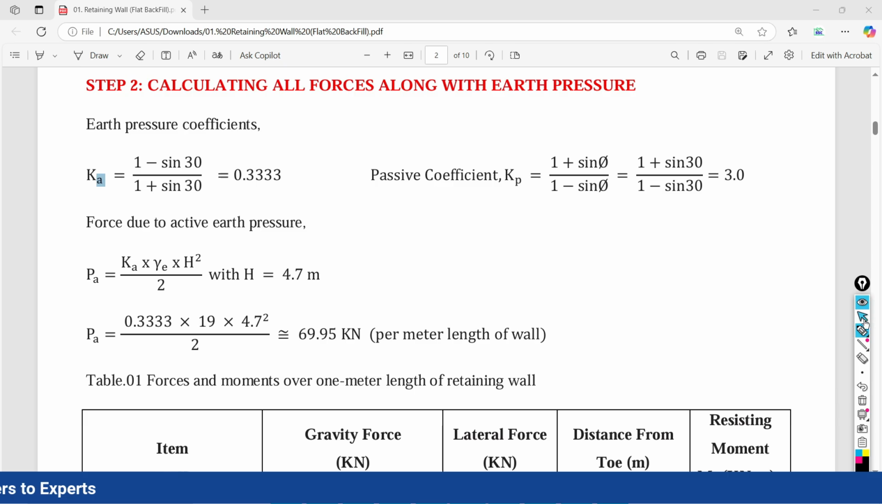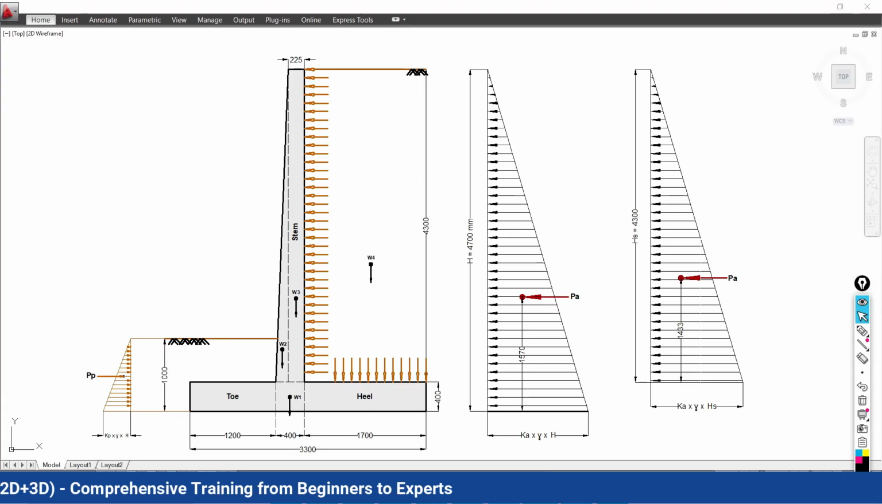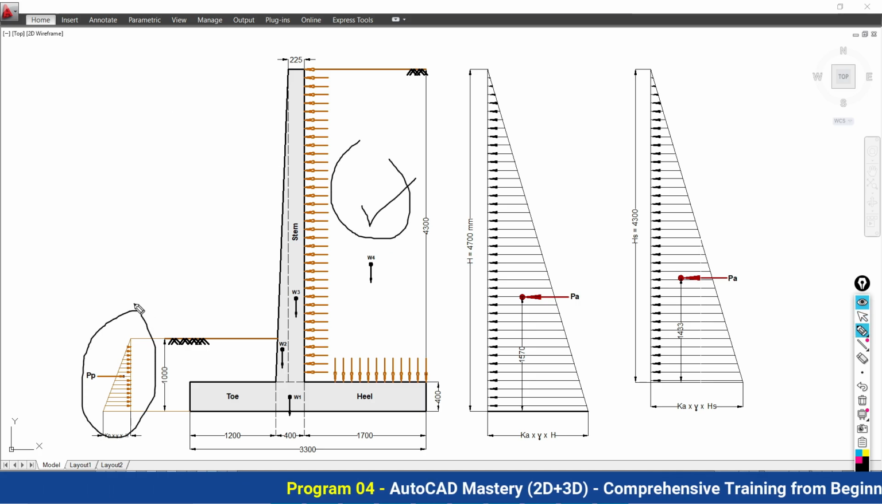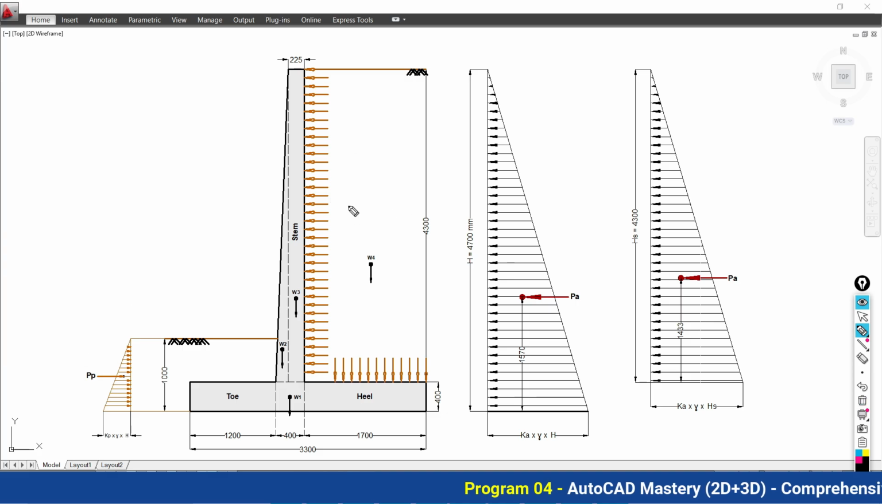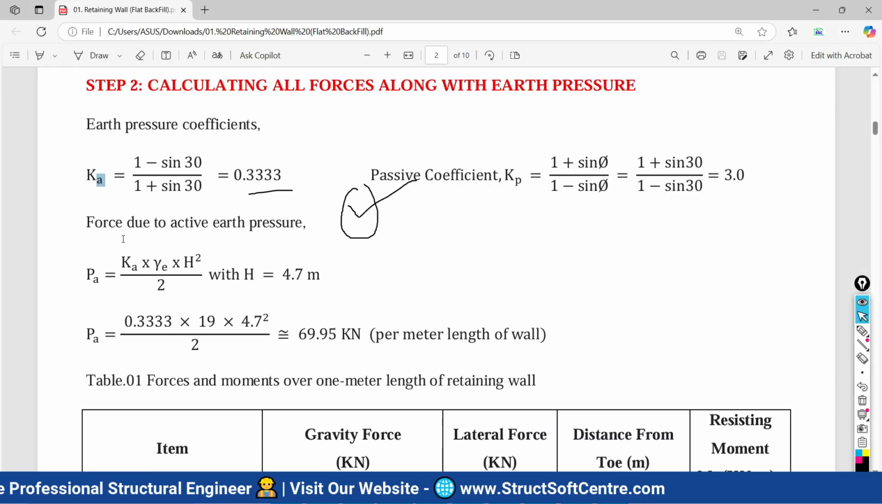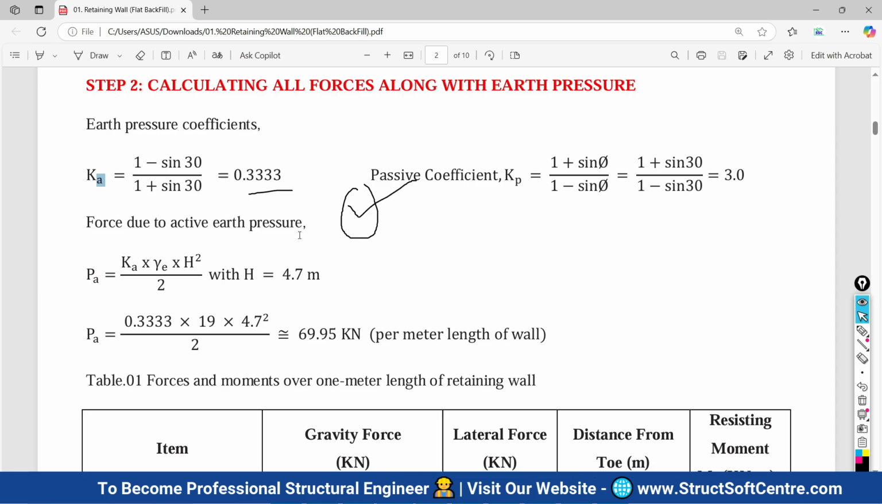Now the important point you have to note here is that, as of now, we are giving importance to this side soil mass because it is more important than this side. That's why we are going to do the calculation for this side as of now. So how much force is going to be imposed from this soil mass onto this retaining wall, we are going to calculate. And how you can calculate it: come to this force due to active earth pressure.